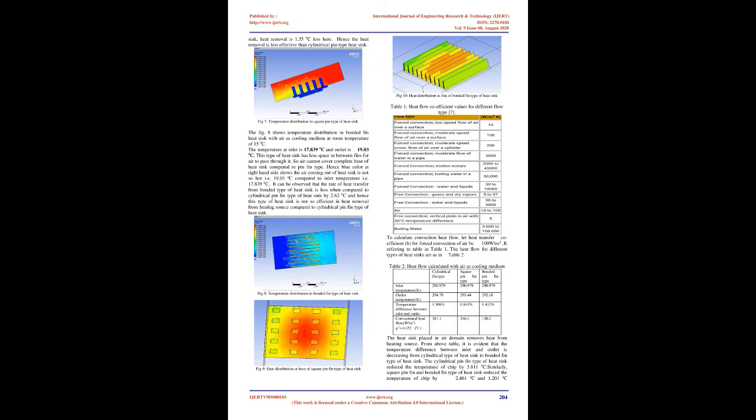For results, temperature distribution in different types of heatsink placed in air medium is as shown from Figure 6 to Figure 10. The left-hand side in the cylindrical pin fin type of heatsink, Figure 6, has the inlet and the right-hand side has the outlet for the cylindrical pin fin heatsink.